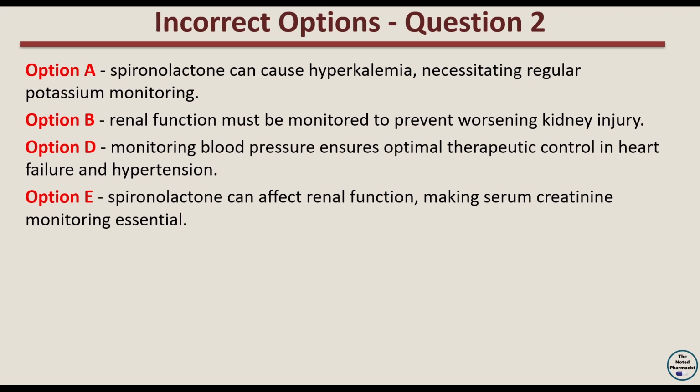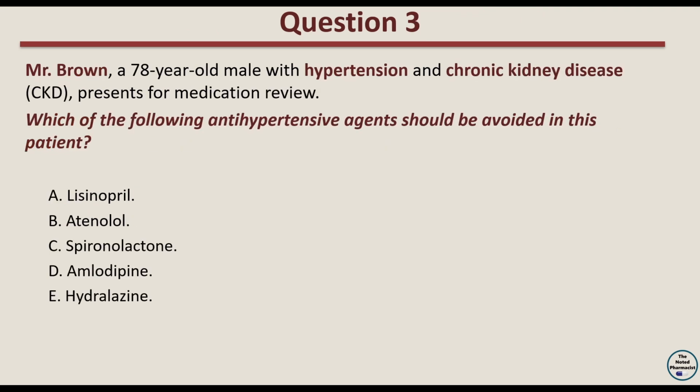Question 3. Mr. Brown, a 78-year-old male with hypertension and chronic kidney disease, CKD, presents for medication review. Which of the following antihypertensive agents should be avoided in this patient? Option A, lisinopril. Option B, atenolol. Option C, spironolactone. Option D, amlodipine. Option E, hydralazine.